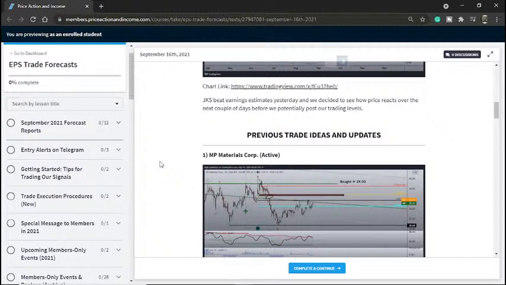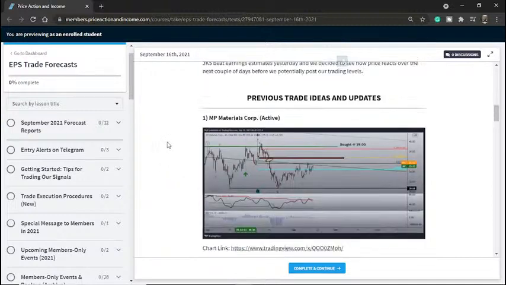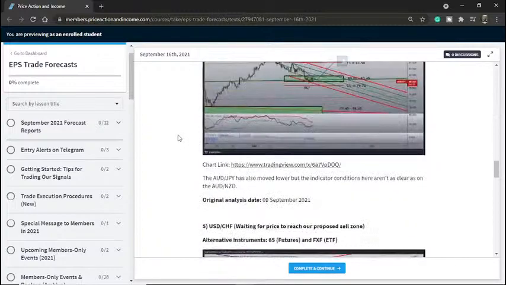I break down my analysis, which is a very cool feature, as to what I'm thinking, why I'm thinking it, and how I perform the analysis. So everyone's on the same page. If I then, let's say, release a trade alert via Telegram, everyone's on the same page and understands exactly what it is I want to do.